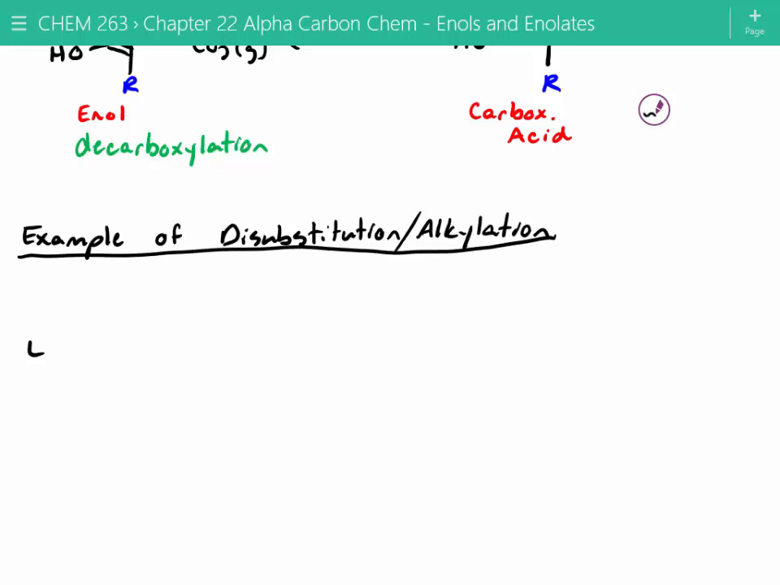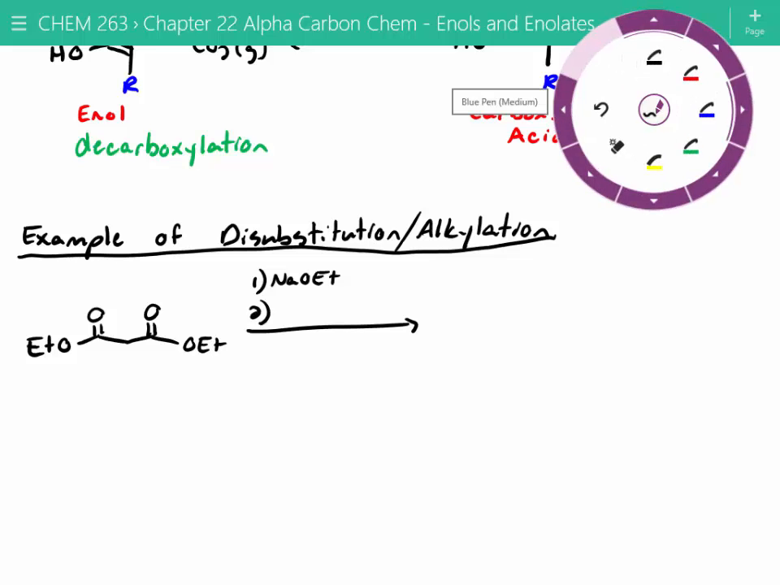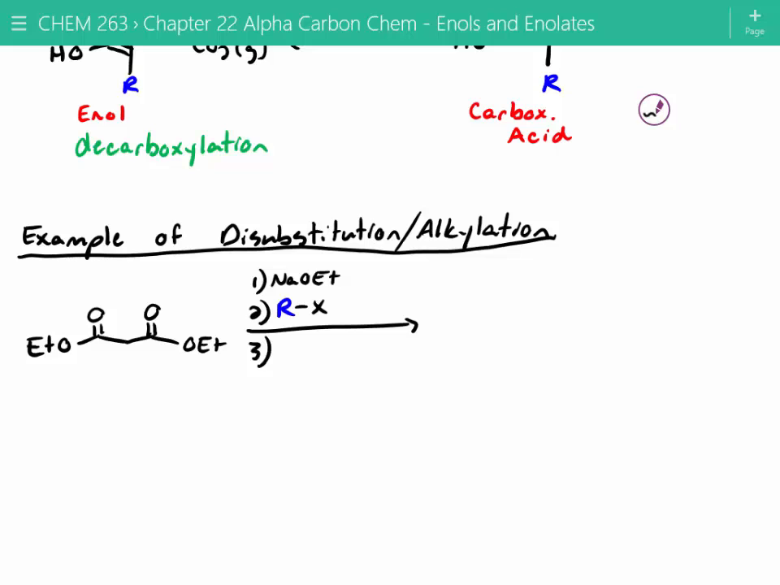So let's take diethyl malonate. And in the first step, we're going to react it with sodium methoxide. Second step, we're going to react it with our normal alkyl halide. I'll call that our blue R. Then we can keep on going. Do more sodium methoxide. And then in the fourth step, we can add in a new R group. And so we can disubstitute our ethyl malonate.